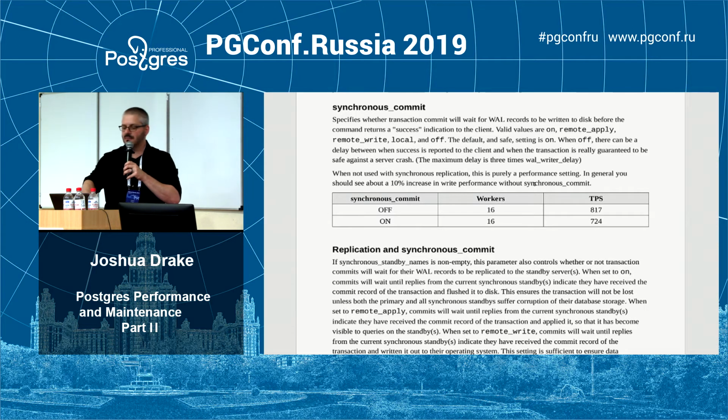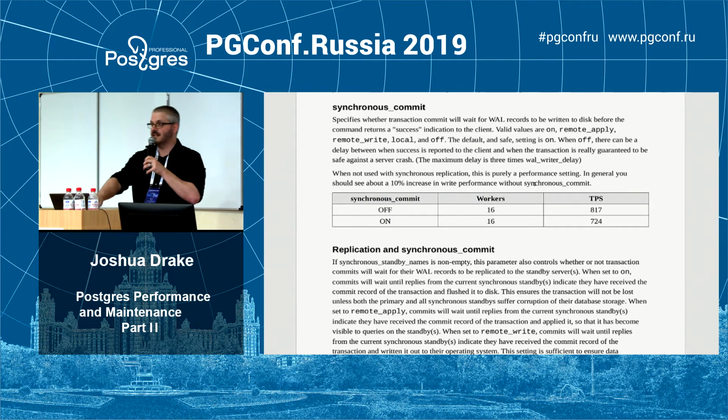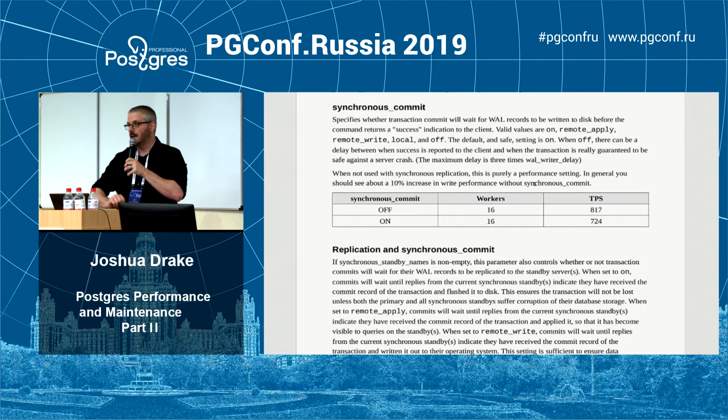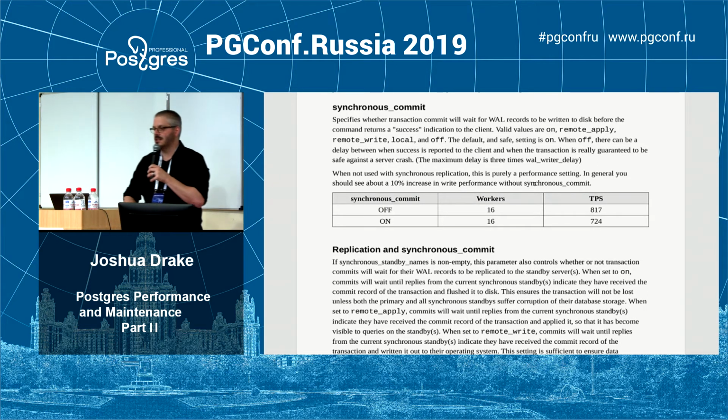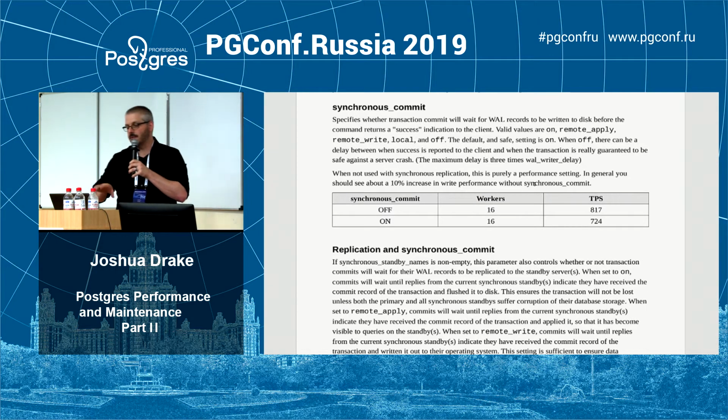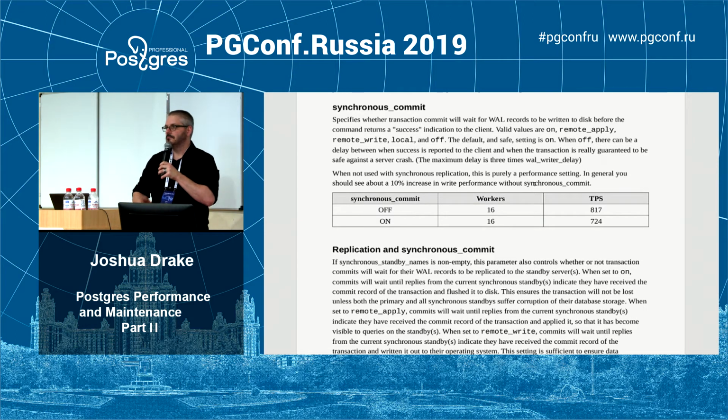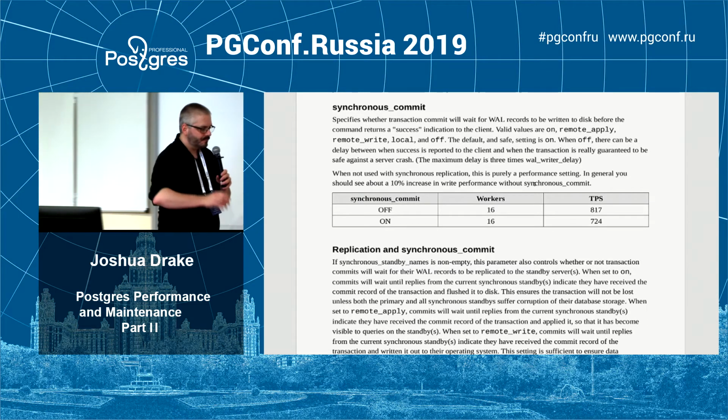Notice this table here with 16 connections, and imagine if we have 64. If it's on, I get 724. If it's off, I get 817 TPS. That's over 10%. Now, what is the actual argument here?